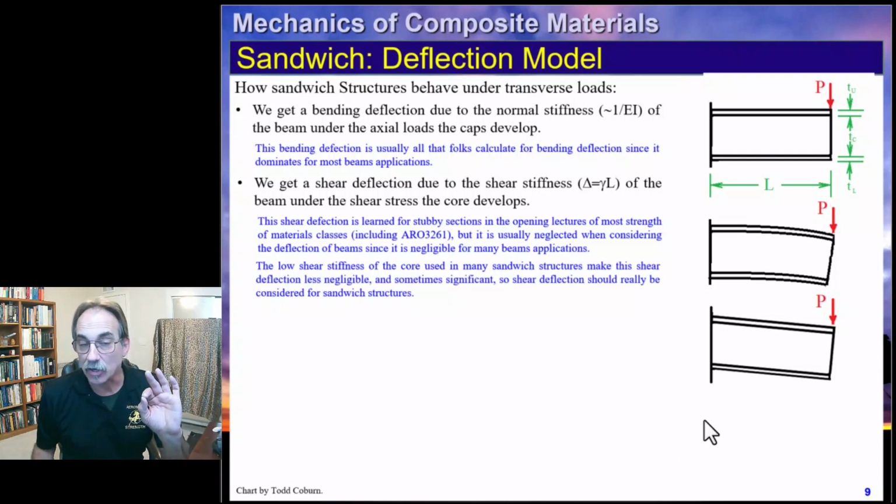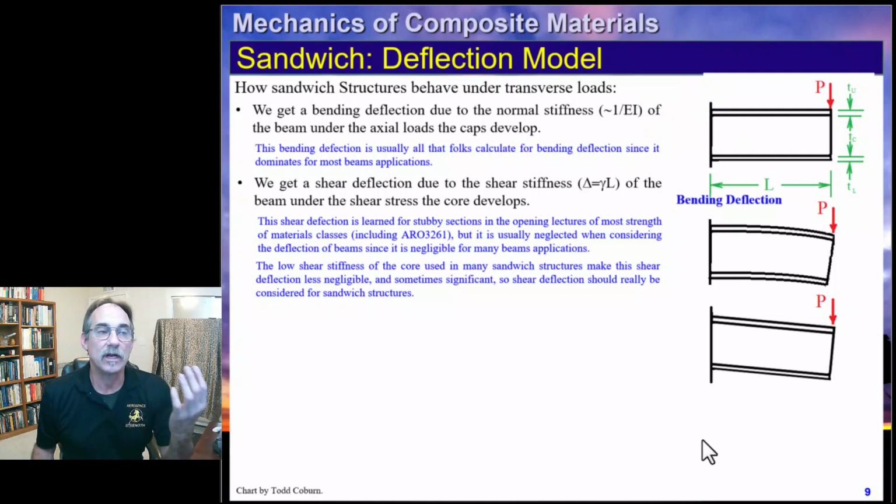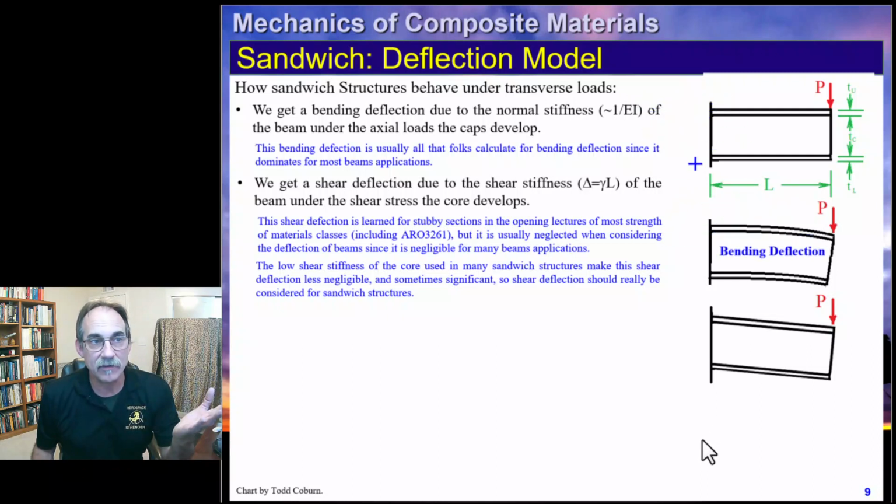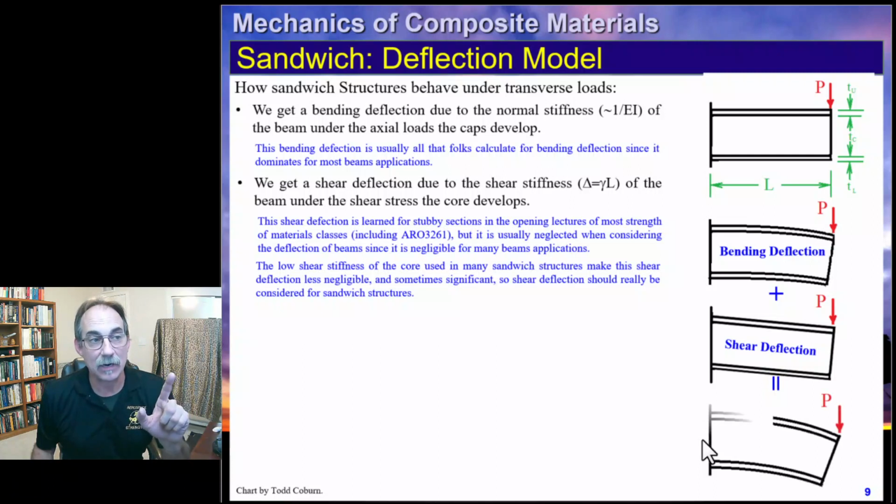Once again, because our cores tend to have really low shear stiffness, tend to be rather thick, and our beams tend to be stubbier, we're going to want to be able to account for that. This is our bending deflection, and this is our shear deflection. And if we add those together, we're going to get the total deflection on the beam. It includes both shear and bending deflections.